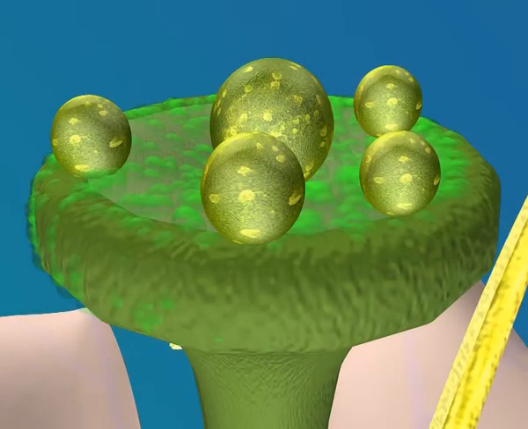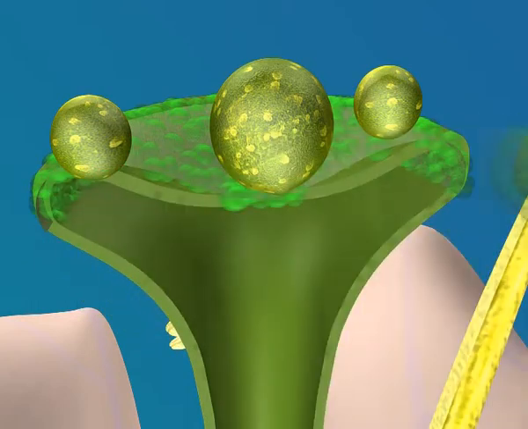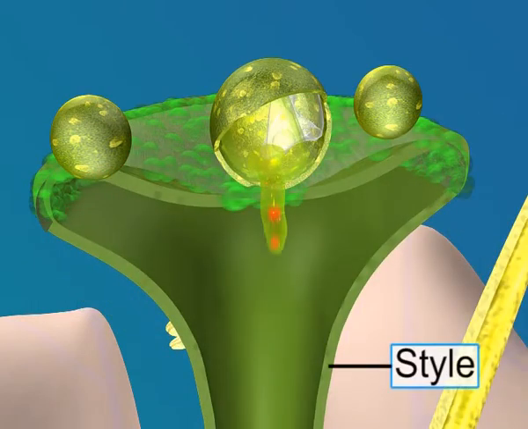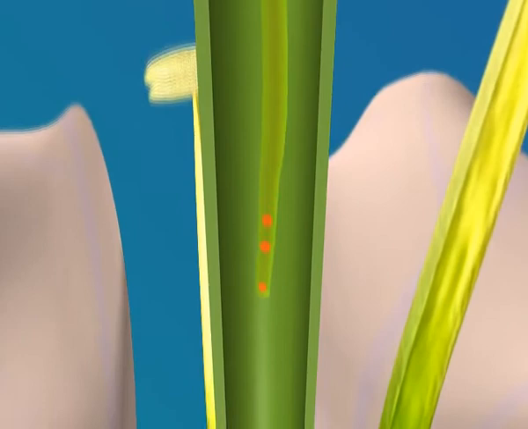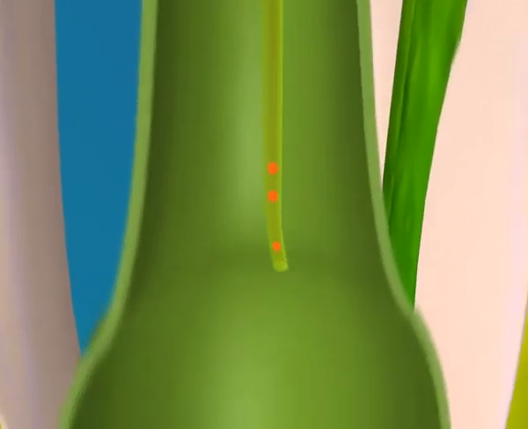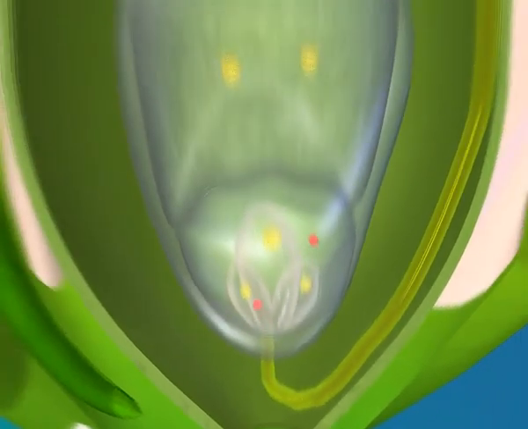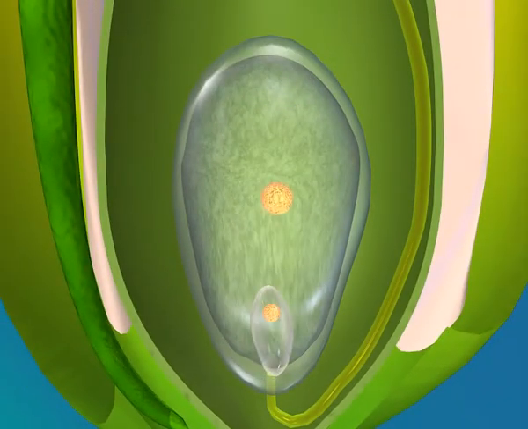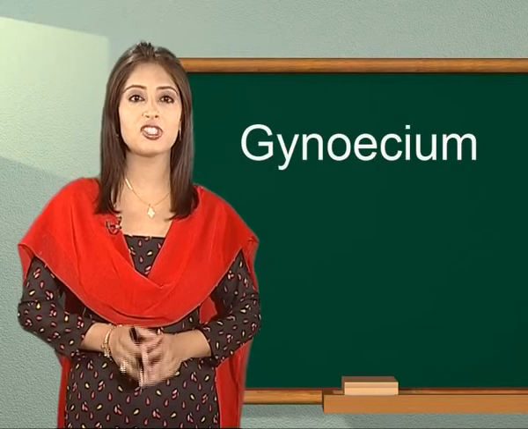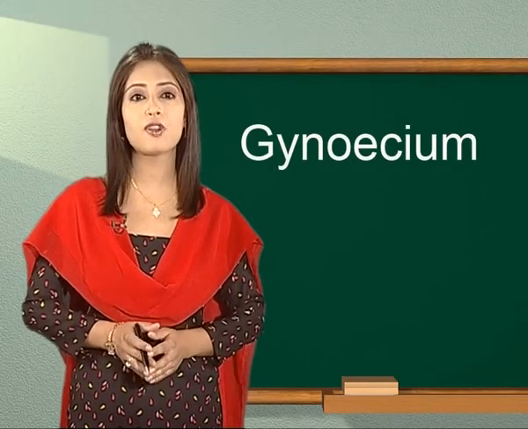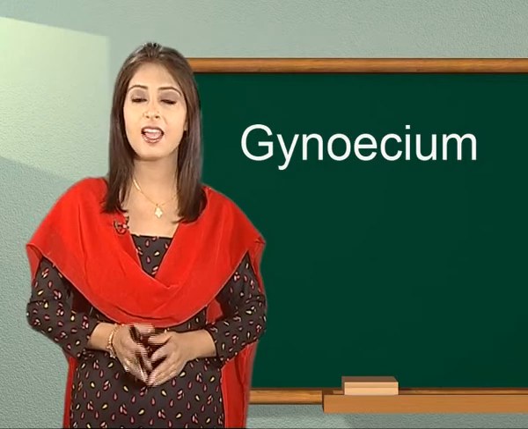From the ovary extends a tubular structure called the style. The style becomes the pathway for growing pollen tubes to reach the ovules, carrying the reproductive material. Students, this is all about the structure of the female reproductive part of a flower, collectively known as gynoecium, which further consists of the stigma, style and ovary.